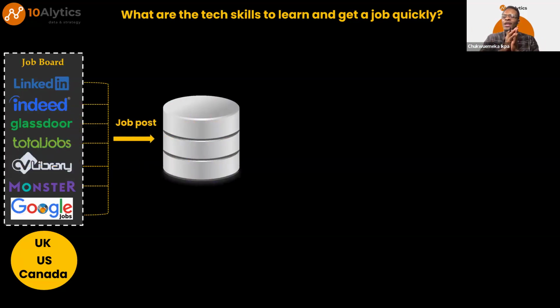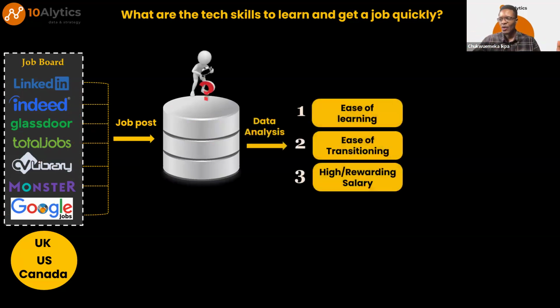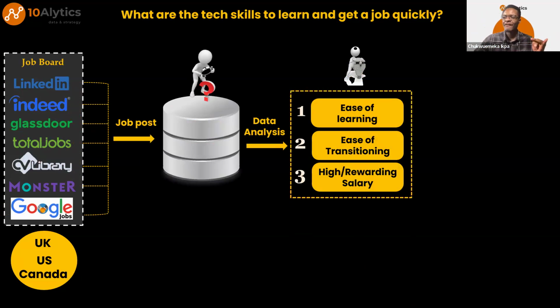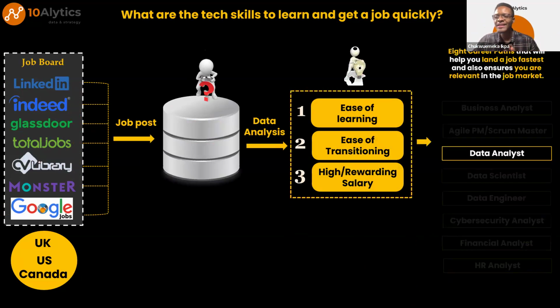When we look at the top economies of the world, UK, US, and Canada, and analyze different jobs from all those places, we use 3 basic metrics: ease of learning, ease of transitioning, and high rewarding salary. After that, we're able to come up with all these different career paths that I can see on my screen. But if you look at the one that I left open, that is data analytics. This is a career path that is definitely going to grow in the coming years.